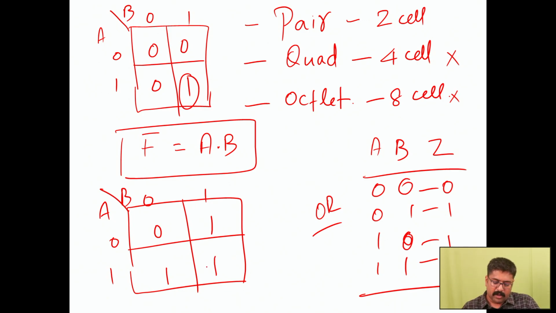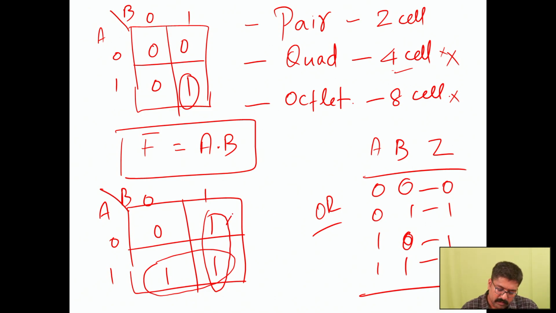Now let us check whether 8 cell combination is possible. It is not possible because only 4 cells are there. Whether quad is possible? If 1 is there in all cells then quad is possible, so this is also not possible. Now let us go to the pair. For this one we can combine like this. For this particular one we can combine like this. Then how to write the expression for this particular combination?